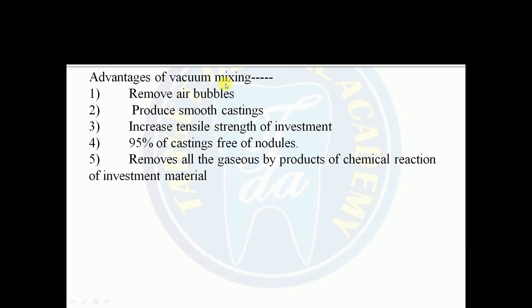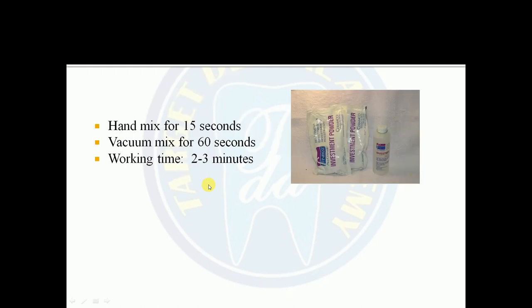Advantages of vacuum mixing: it removes the air bubbles, produces smooth casting, and increases tensile strength of the investment. 95% of the casting is free from nodules. It also removes all the gaseous products of the chemical reaction of the investment material. Time of the hand mix is 15 seconds, vacuum mix 60 seconds, working time will be 2 to 3 minutes.